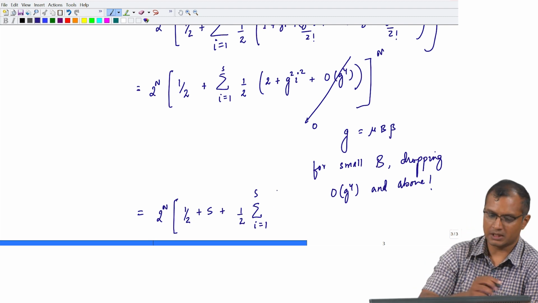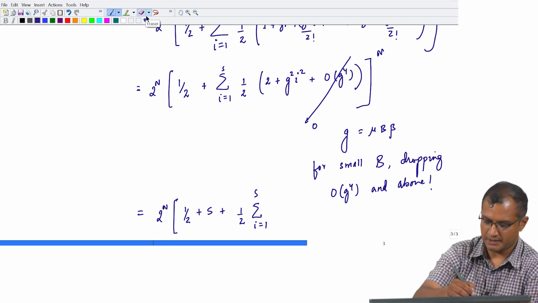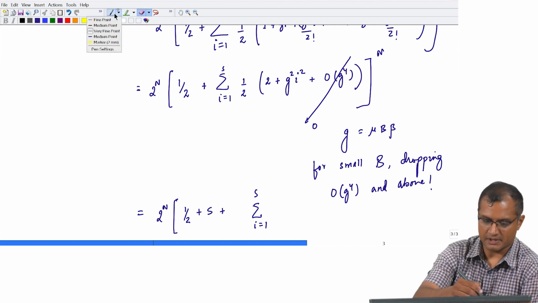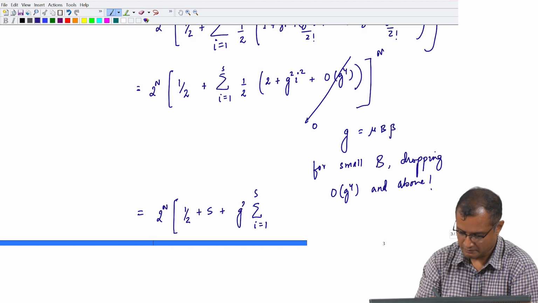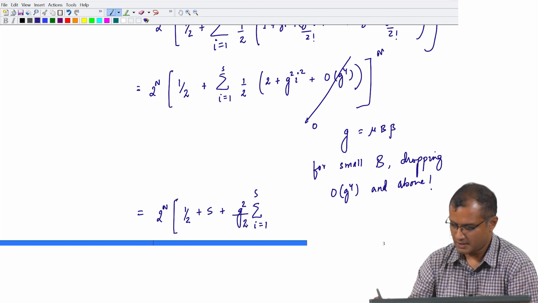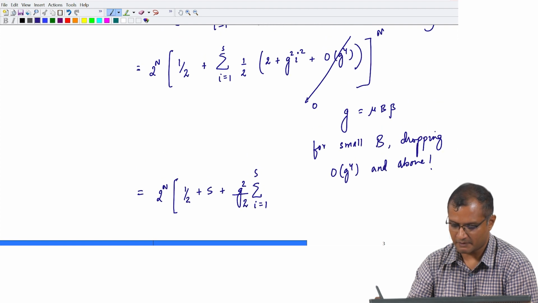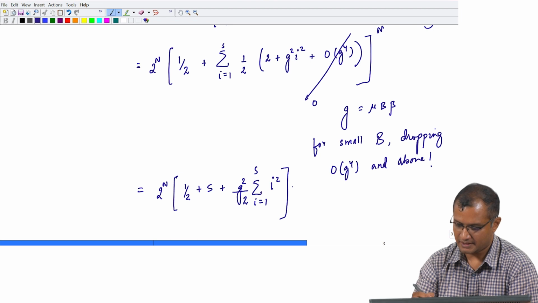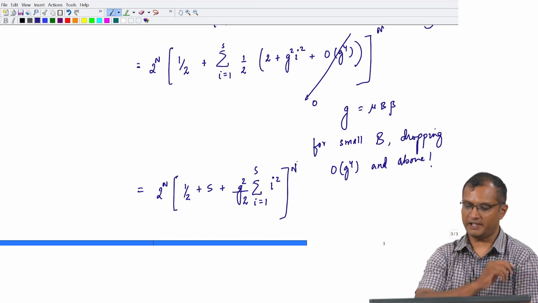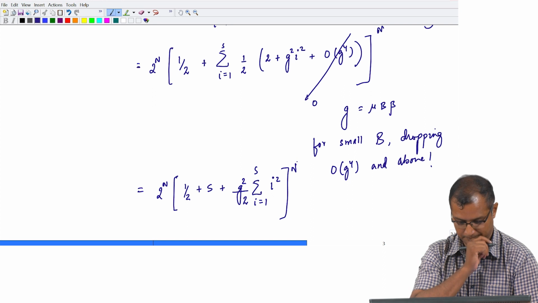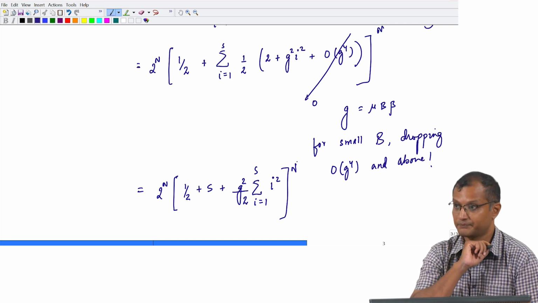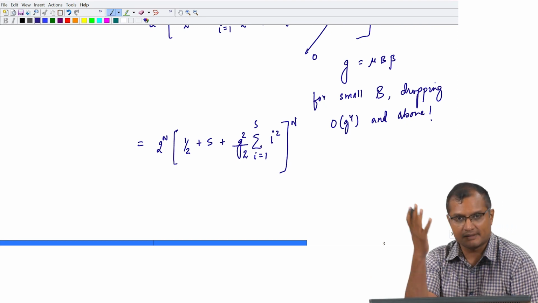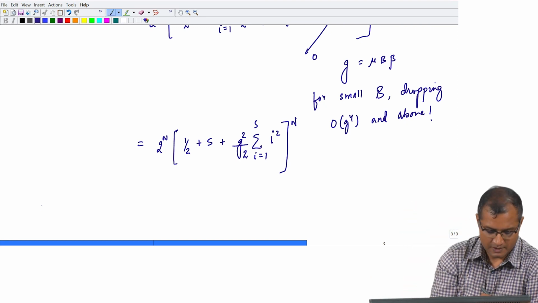In fact, I will take g also outside, g square also outside. So g square by 2 I will take outside, and what I will get is basically summation i going from 1 to s of i square, and the entire thing is raised to the power n, fine. Now the sum of the first s squares is already known.